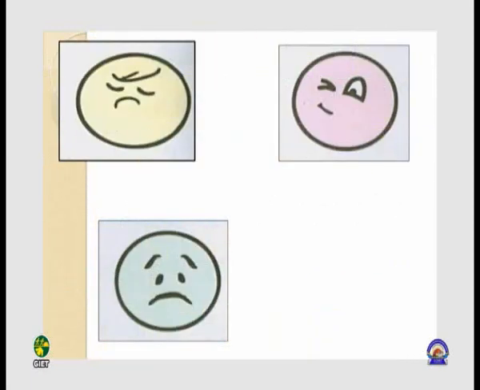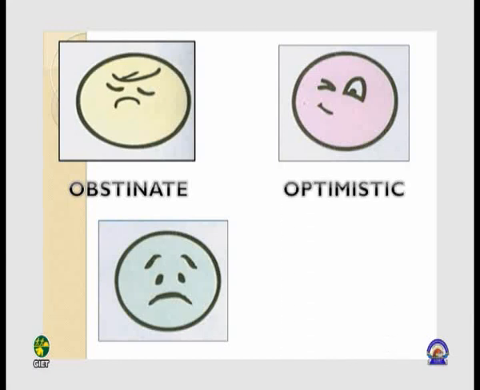Okay, student, look at these smileys. What do you think about the first smiley? Yes, it is obstinate. Excellent. And the second smiley is for, yes, it is optimistic. The third smiley, yes, you are right. It is upset. Next.